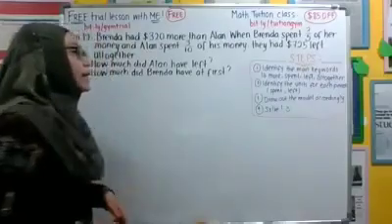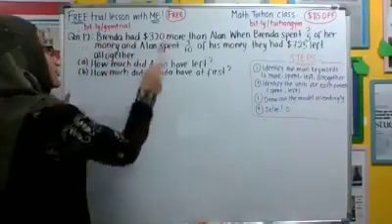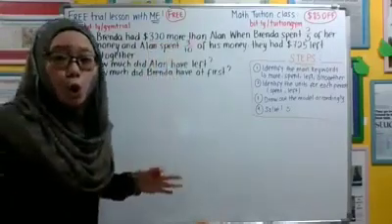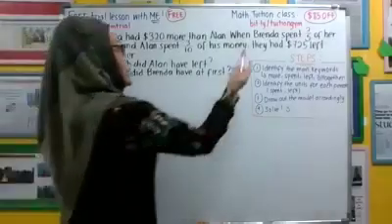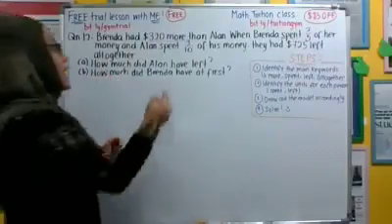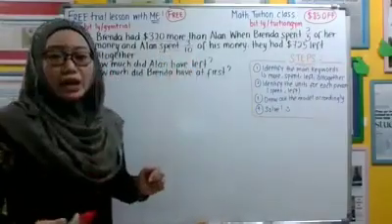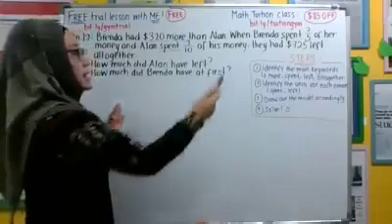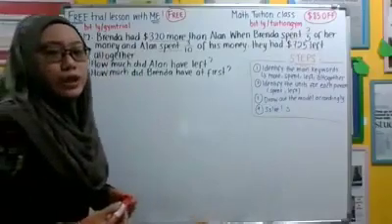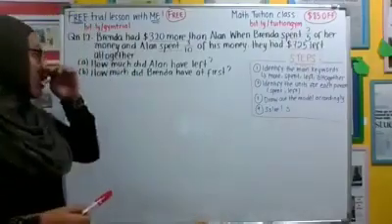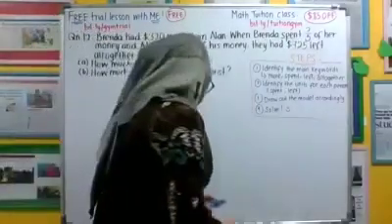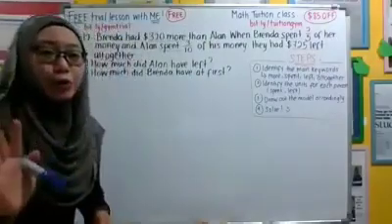Number 1, identify the main keywords. From the first sentence, you can identify that Brenda has $320 more than Ellen. Then the second sentence: when Brenda spent 2/5 of her money and Ellen spent 3/10 of his money, they had $725 left altogether. Very important keyword as well. How much money did Ellen have left? How much did Brenda have at first? Very easy actually, if you know how to draw the model correctly.